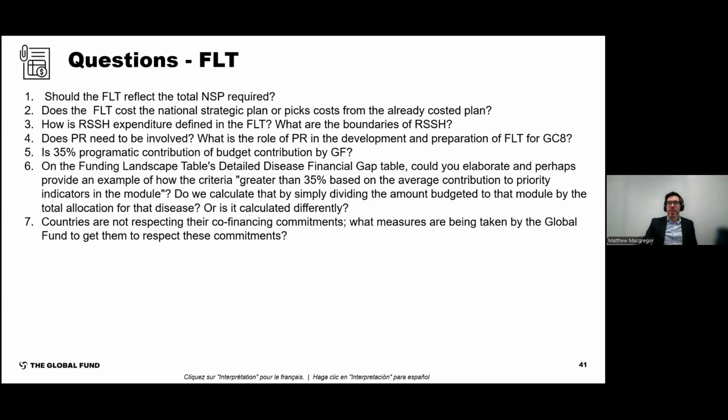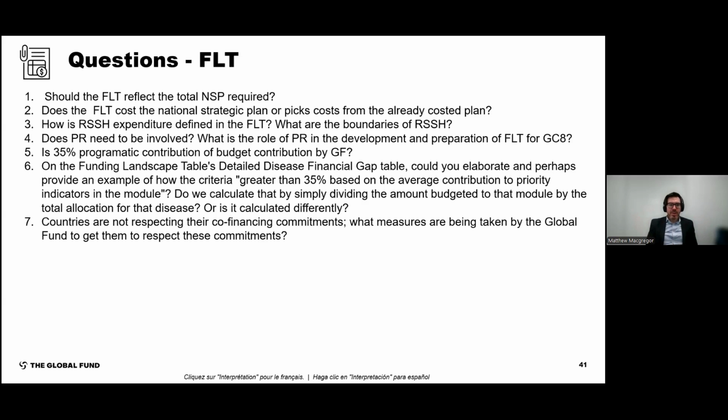The second question is quite similar. Does the FLT cost the National Strategic Plan? The funding landscape table is not a tool that is used to cost national strategic plans. In fact, quite the opposite. It has to pick the costs from the costed NSPs, and it uses that information to provide the funding landscape overall in which we are developing the Global Fund grants.